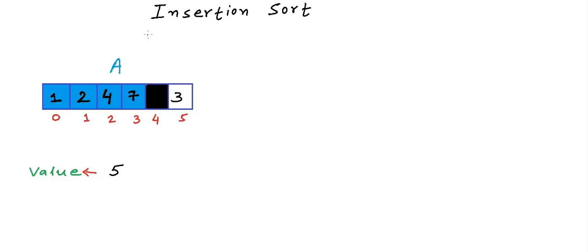For 5 we will have to shift only 7, and for 3 we will have to shift 7, 5 and 4. So finally 3 will go at index 2. So finally we have a sorted list. This particular in-place logic of shifting and inserting elements to sort a list is the insertion sort algorithm. And now let's quickly write pseudocode for this algorithm.